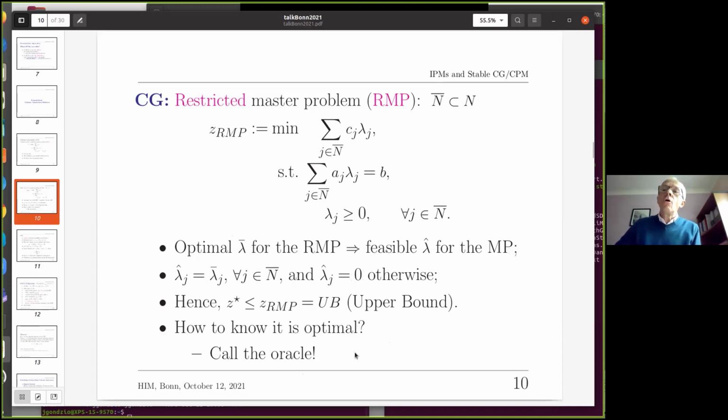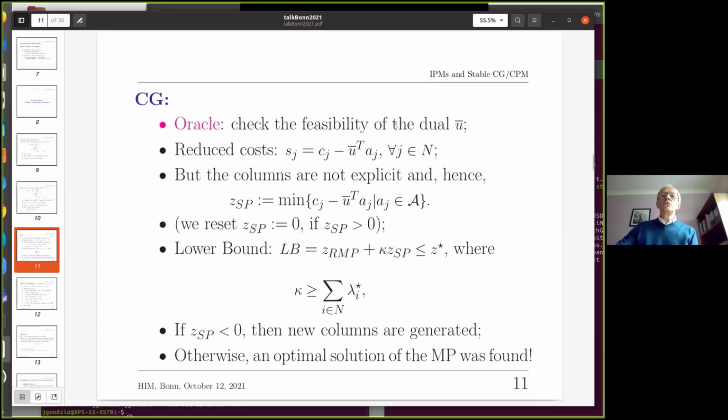Well, by calling the oracle and pricing all the columns that were not included in n bar. The oracle will check the feasibility of the current dual solution by evaluating these reduced costs. This may be done implicitly. Usually it is done implicitly. But as long as the minimum of these reduced costs is negative, we will have to add new columns to the restricted master problem. So that's the notion of the oracle.